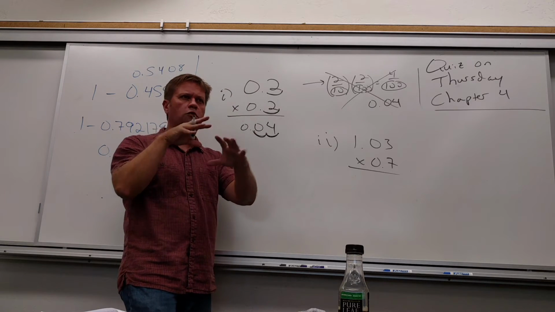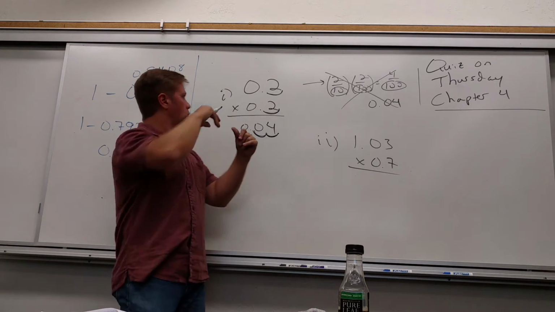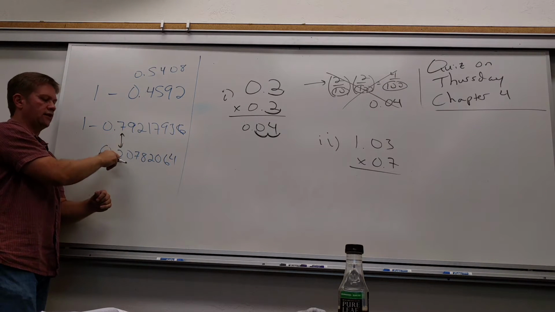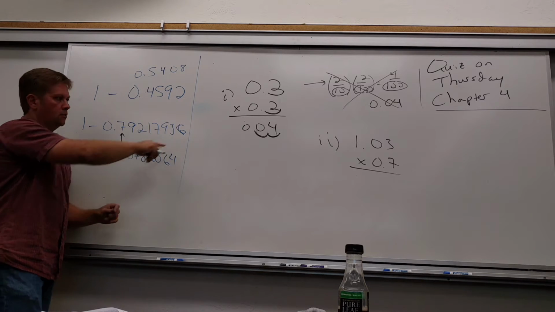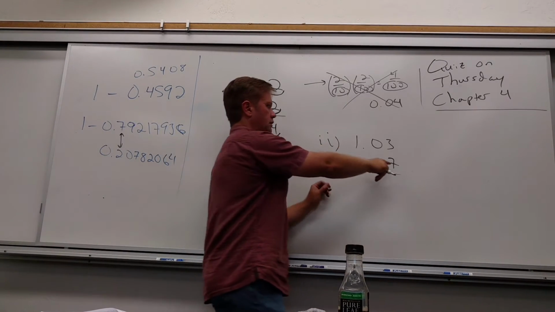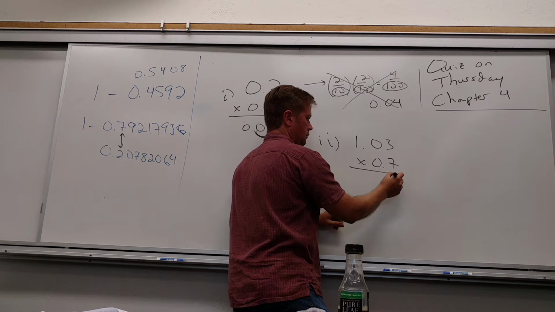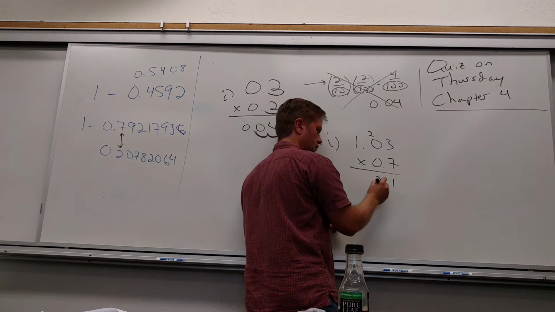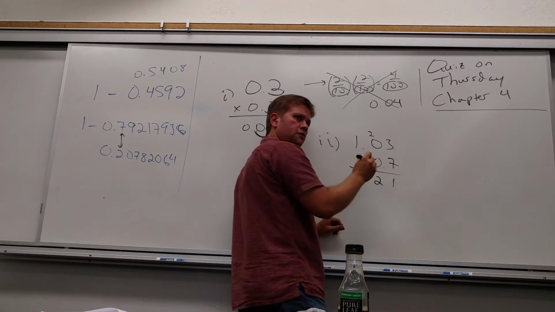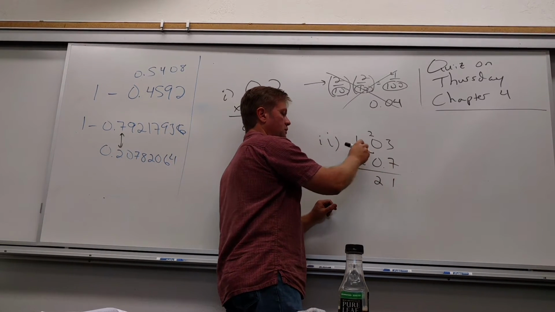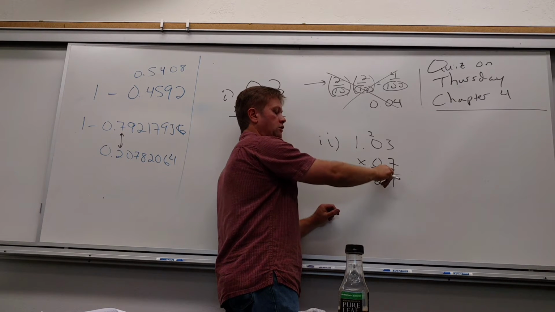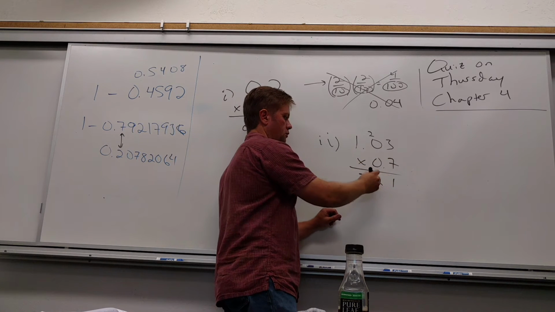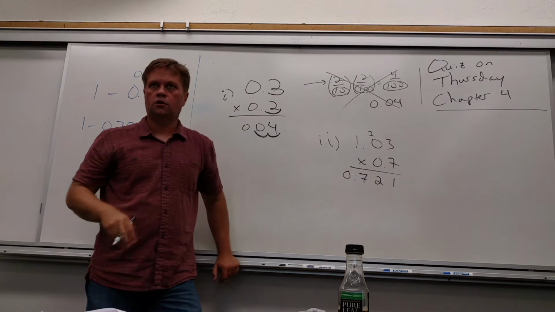Remember, multiplication doesn't require like terms, which is really why lining them up is lining up your like terms. My 10s have to be lined up, my 100s have to be lined up. Multiplication doesn't need that. Right? 7 times 3? 7 times 0 plus 2? 2. 7 times 1? 2. How many places do I have to go back total? 1, 2, 3. So 0.721.